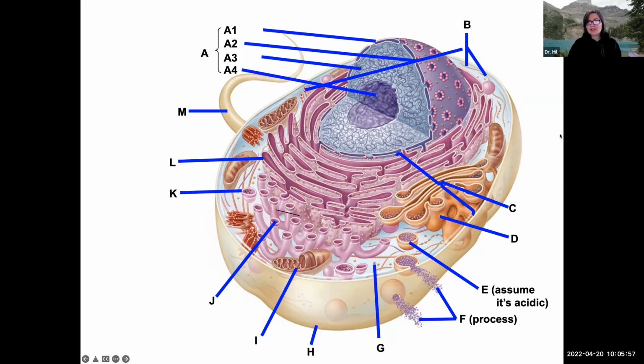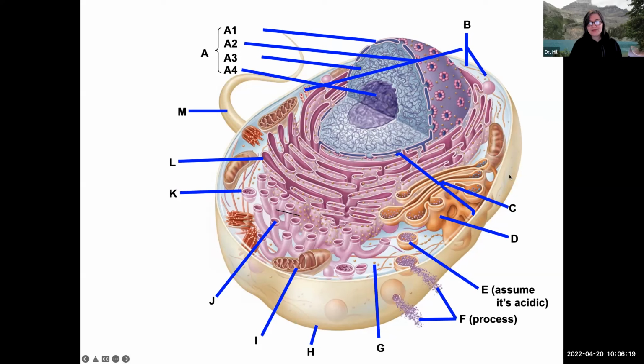Okay, so now the whole thing. A is referring to the collection of all these things. And so we're going to ask Stasia to tell us what A is. The nucleus. That's correct. All right, good.